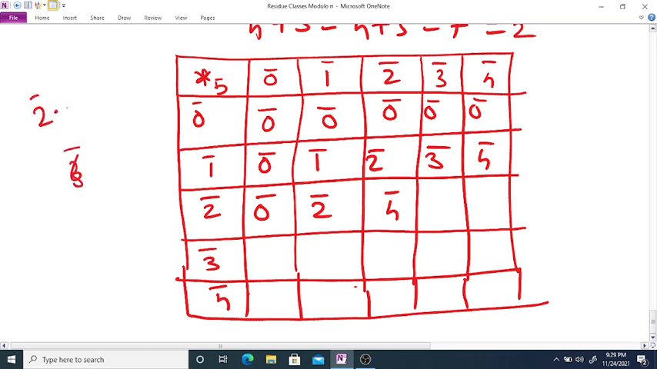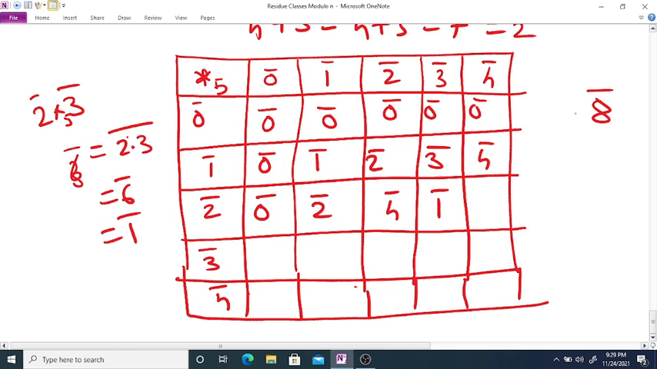Because what is 2 bar into 3 bar? Modulo 5 it is equal to 2 into 3 bar, so it is 6 bar, and 6 bar is what? 1 bar. So here 1 bar. 2 bar into 4 bar is 8 bar, and 8 bar is nothing but 3 bar modulo 5, and 3 into 0 is 0 bar, 3 into 1 bar is 3 bar, 3 bar into 2 bar is 6 bar which is 1 bar, 3 bar into 3 bar is 9 bar, 9 bar is again 4 bar, and 3 bar into 4 bar is 12 bar, 12 bar modulo 5 is what? 2 bar.